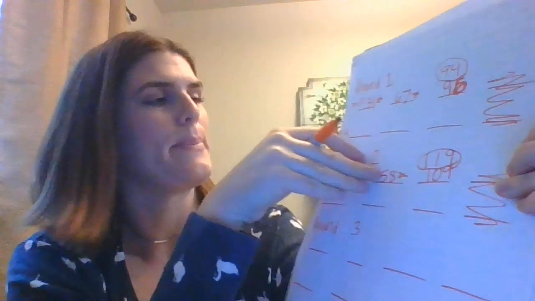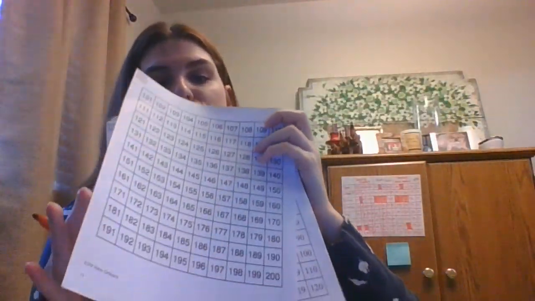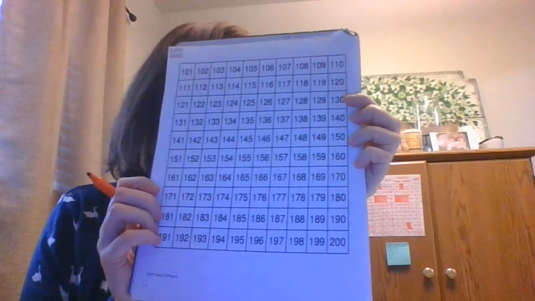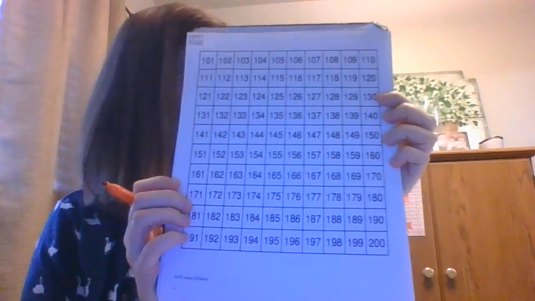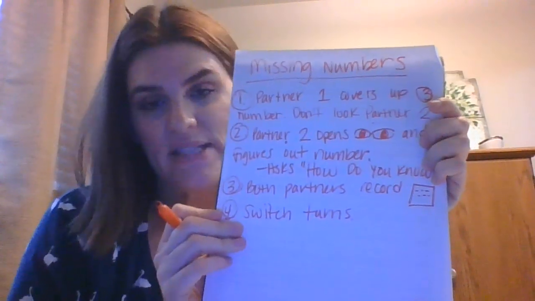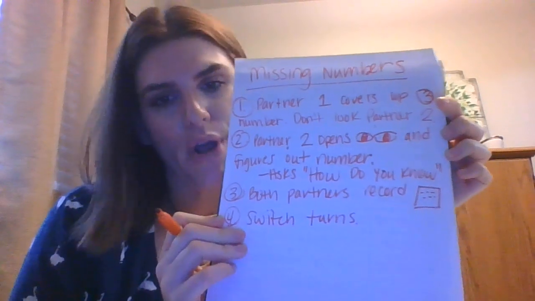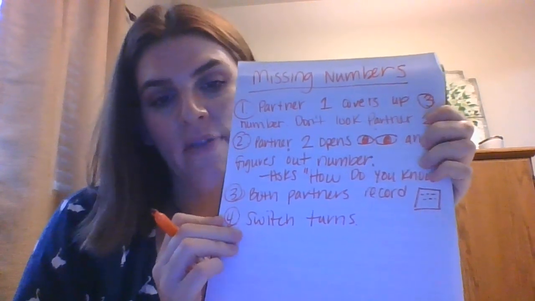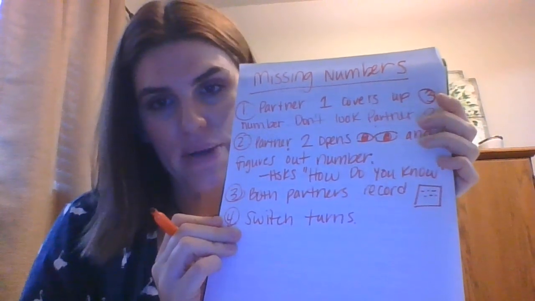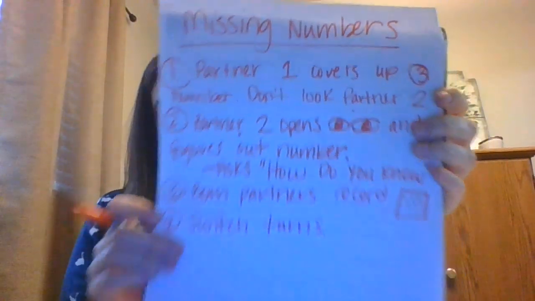You guys can keep playing this game. You can use your 100s chart, or you can push yourself to use your 200s chart. Remember the rules. Partner 1 covers up 3 numbers. Partner 2 is not looking. Partner 2 opens up their eyes, figures out the number, and asks, how do you know? Then you record, and then you switch turns. Okay, so this is the missing numbers game. You can play by yourself or with a parent or sibling now. Great job today.